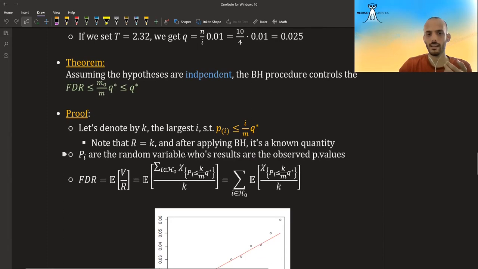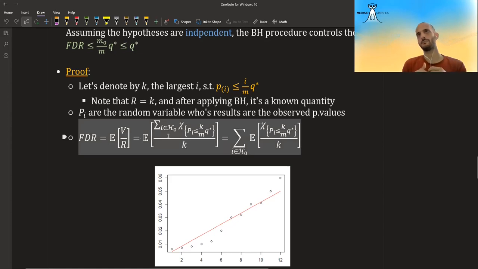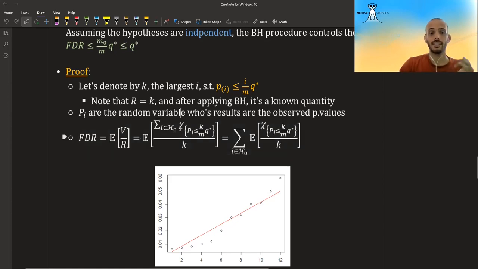And if we denote by P_i the random variable whose results are the observed p-values, then let's start developing the FDR. The FDR is the expectation of V divided by R. But again, R is already known, it's K. And what is V? Well, V is the sum over all of the null hypotheses of an indicator variable, which means: did we reject that null hypothesis? Did the p-value that we got for this null hypothesis come out less than the cutoff value, meaning we rejected it? So we made a mistake. We rejected a null hypothesis even though it was true.